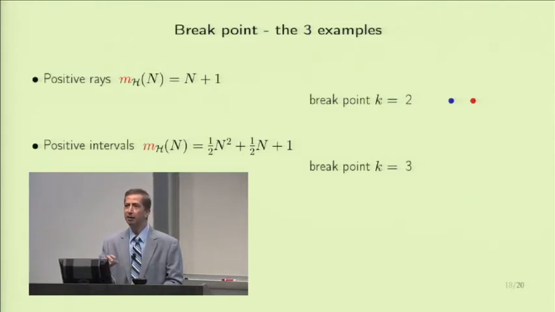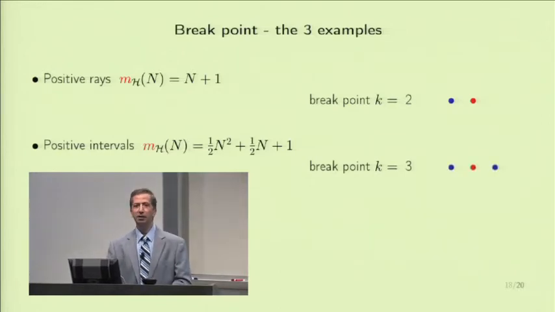Again, that's not a mystery. That's what you cannot get using the interval. You cannot get the middle point to be red while the other ones are blue. So you cannot get all possibilities on 3 points. Therefore, 3 is a breakpoint.